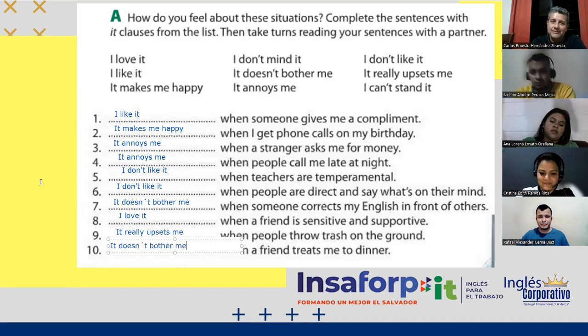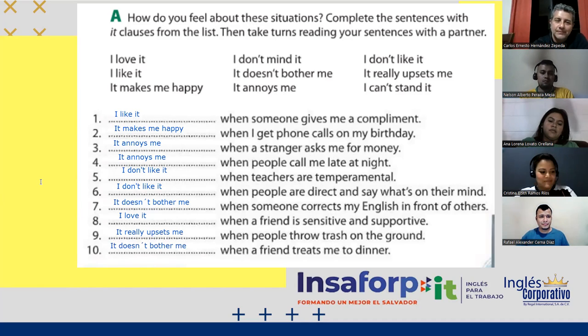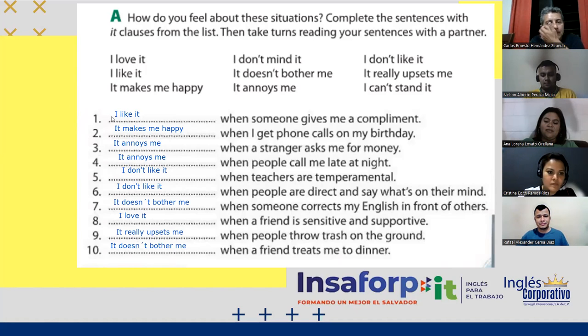Okay, there you go. So here we are. I like it when someone gives me a compliment. Ajá. Vaya, vamos a ver. Abran todos sus micrófonos y lo leemos. ¿Sí? Yo solo voy a ir señalando la statement, okay? Vamos. One, two, and three, everybody. I like it when someone gives me a compliment. It makes me happy when I get phone calls.